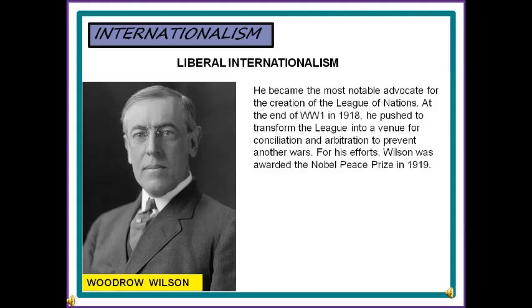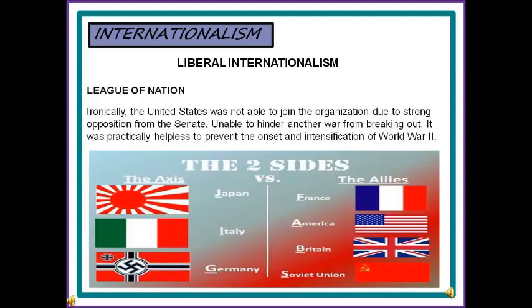To become democratic, a country should promote its nationalism and internationalism. Woodrow Wilson believed that by pursuing this type of ideas, a country may maintain its freedom, independence, and democracy. Through the formation of the League of Nations, ironically, the United States was not able to join the organization due to strong opposition from the Senate. The League was unable to hinder another war from breaking out, and it was practically helpless to prevent the onset and intensification of World War II.